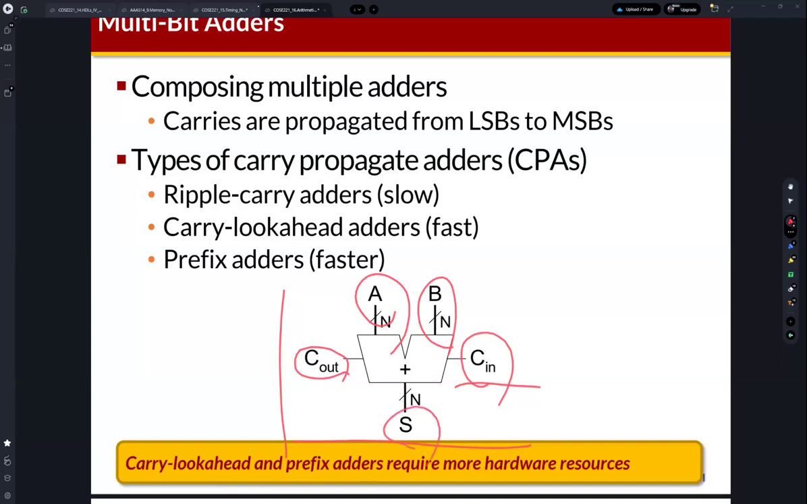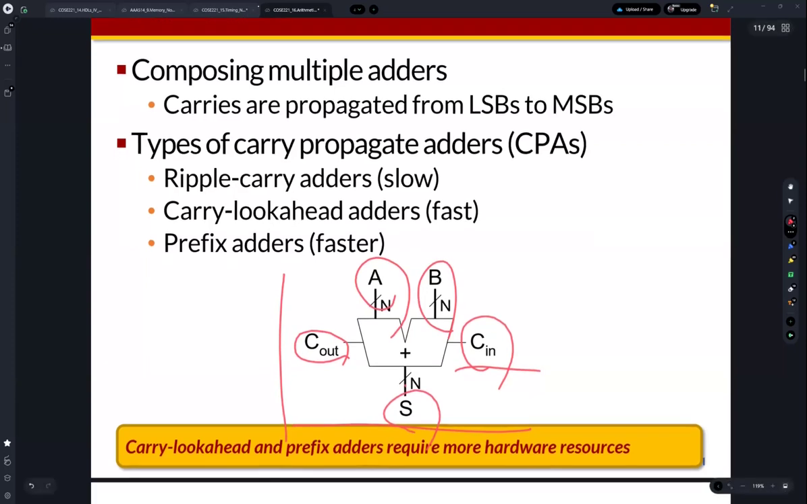Then sum is the n-bit output. So this is the definition, the input and output data of this multi-bit adder. Okay. Then we will learn how to build the different types of adders.